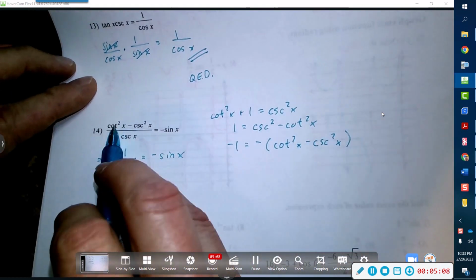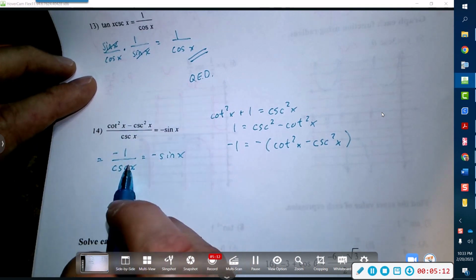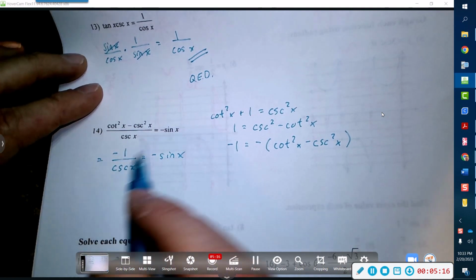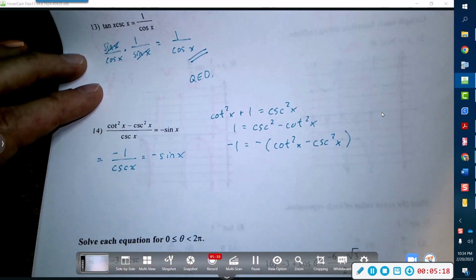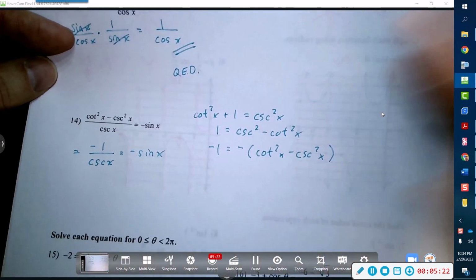Alright, so you just needed to know that this is -1. Cool, and then that guy actually is 1 over cosecant, which is just sine. Okay. All right, so those are two verifications. I know there's a few more.